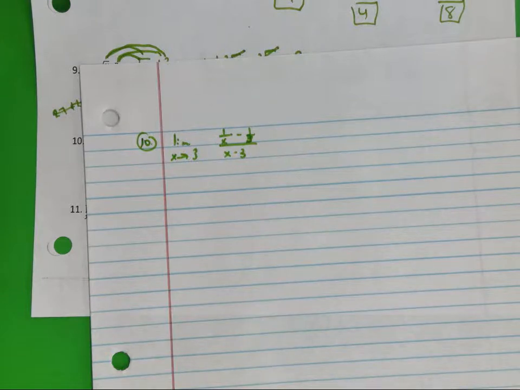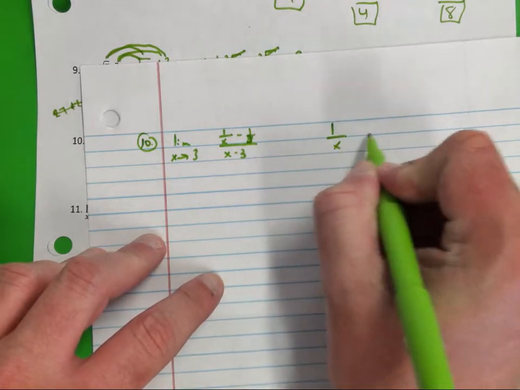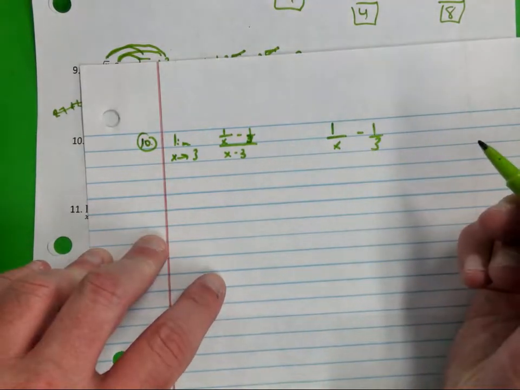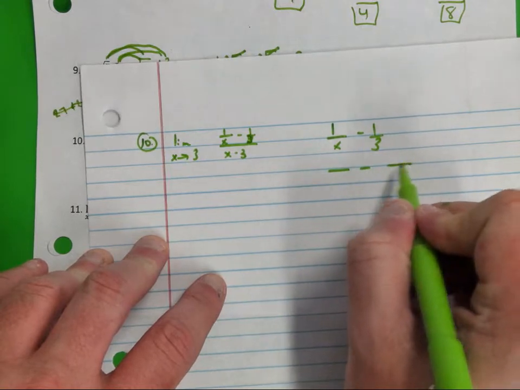Can I do any rationalizing here? No, why? Because there's not a radical in there, so that's right. Can I factor anything? No, so I draw my attention to that numerator. We've got fractions, so I'm going to come to the side and find a common denominator. 1 over x minus 1 over 3. Matthew, what would be my common denominator here?